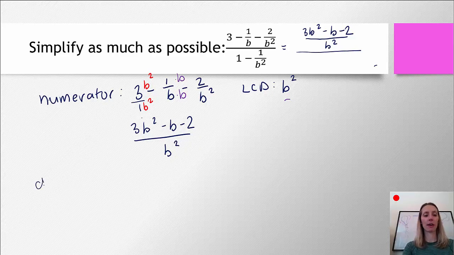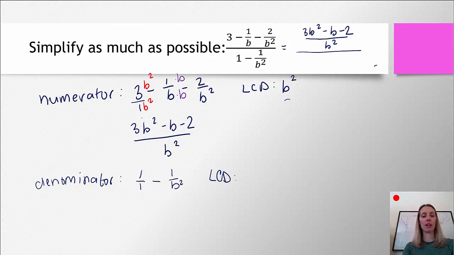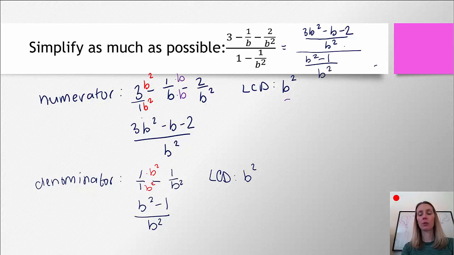The denominator, we also have some issues. So in the denominator, we have 1, which I'm going to write as 1 over 1, minus 1 over b squared. Our least common denominator for the denominator is also b squared. The 1 is missing everything, so it needs to be multiplied by b squared over b squared. Now we can rewrite this. It's going to be b squared minus 1 over b squared. Gorgeous. Okay, so now we have b squared minus 1 over b squared. Okay, that was step 1.